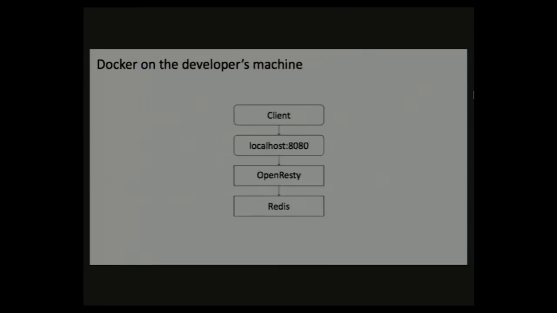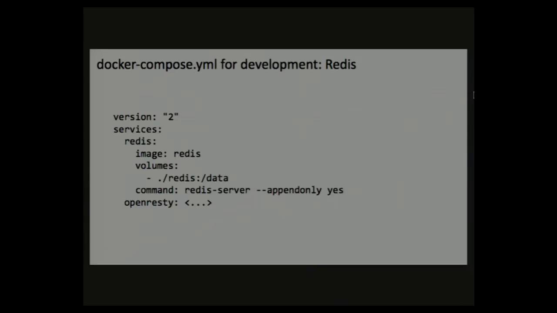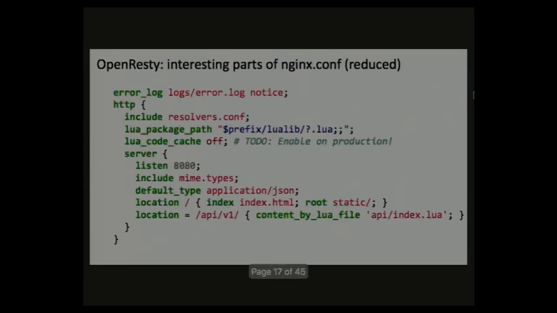So on the developer machine, Docker is quite simple. The client, which is the browser, connects to the localhost port, and there those two square boxes sit in Docker. OpenResty serves the HTTP requests and talks to Redis, which resides in another Docker container. Here's the configuration for Redis. It almost works out of the box. I will not read it to save time.